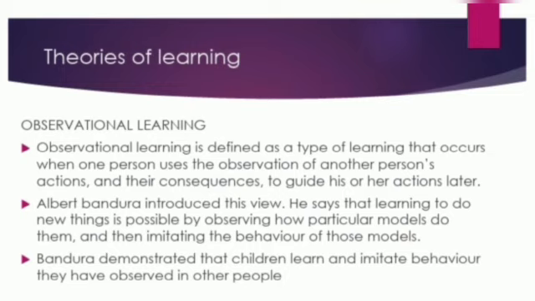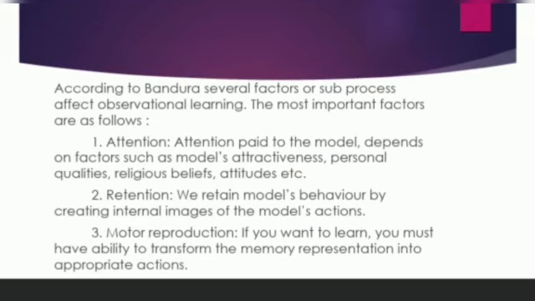He says that learning to do new things is possible by observing how particular models do them and then imitating the behavior of those models. Bandura demonstrated that children learn and imitate behavior they have observed in other people. According to Bandura, several factors or sub-processes affect observational learning. The most important factors are as follows.